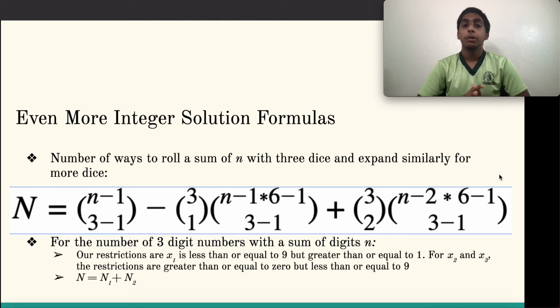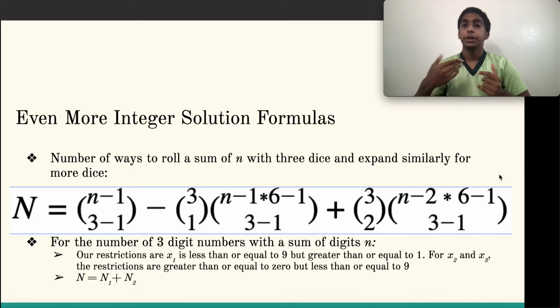So for this, what you need to do is you'd use this formula. Our restrictions are x1 is less than or equal to 9 but greater than or equal to 1. For x2 and x3, the restrictions are greater than or equal to 0 but less than or equal to 9. And our n is equal to n1 plus n2.